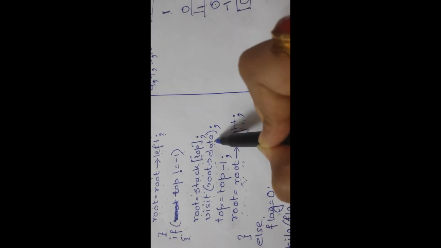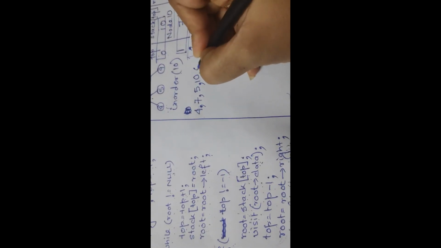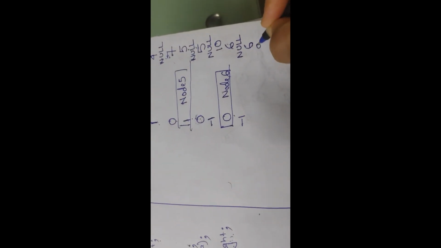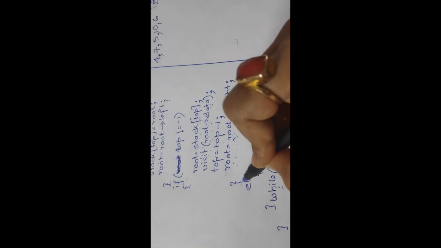Visit root data. So as we visit root data, that means we visit the value 6. Top is equals to top -1, so top becomes -1 again. Root is equals to root right. So now we move to the right hand side of 6, which is 9. So root becomes 9 now. Correct?